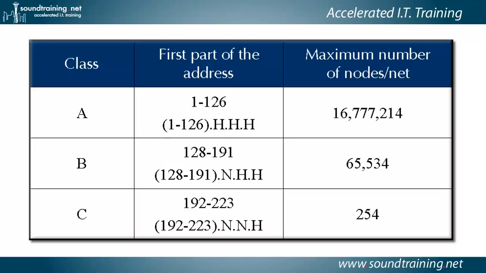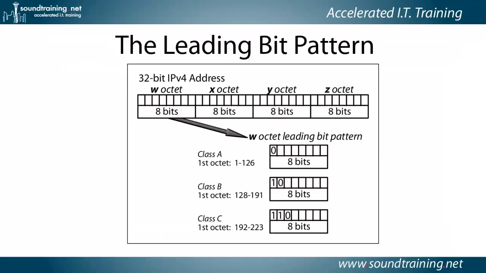Now, as I said, this formula, 2 to the power of n minus 2, is an important one that we're going to come back to time and time again as we work on IP addresses. For now, just know that, maybe write it down in red so you'll be able to come back to it easily in the future.